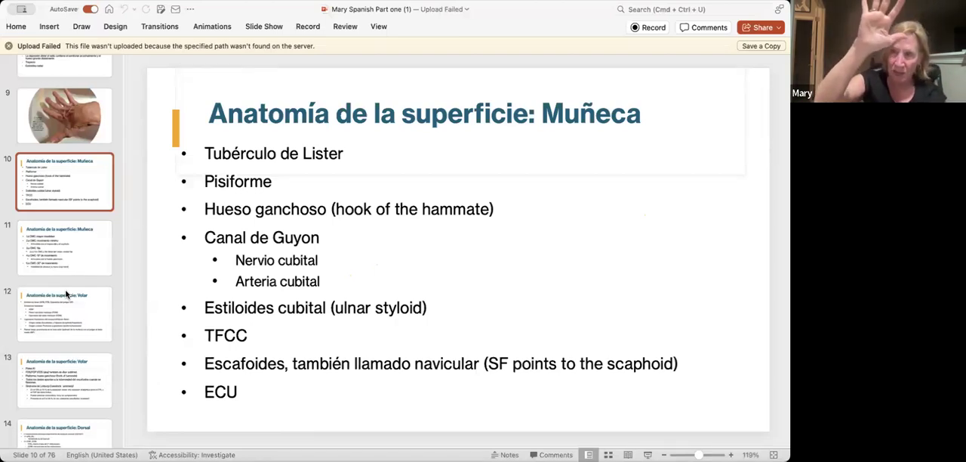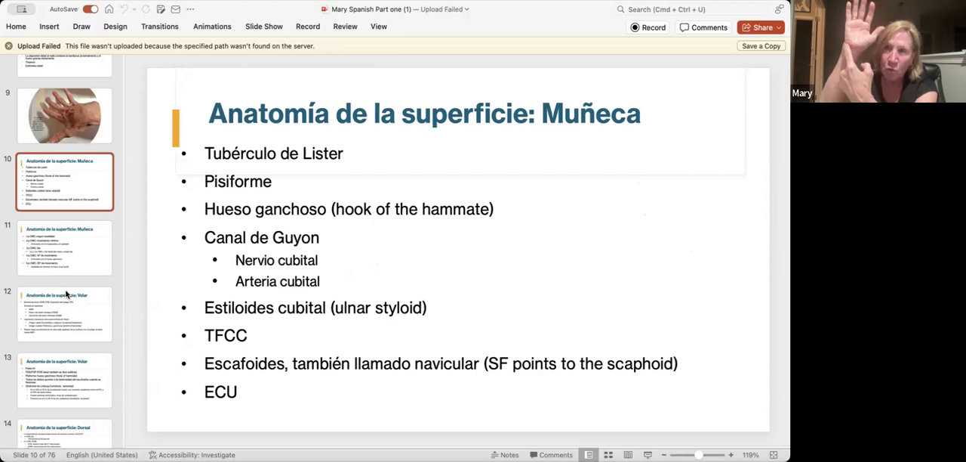Another important thing to find is the hook of the hamate, because underneath the hook of the hamate is where the ulnar nerve is, and we're going to talk a lot about the ulnar nerve. So you can pretty much find the pisiform. It's a little bone here. Pisiform is like a P, and you know you're on the pisiform because it moves around. It's a sesamoid bone, and it moves around in the flexor carpi ulnaris tendon, the FCU tendon.